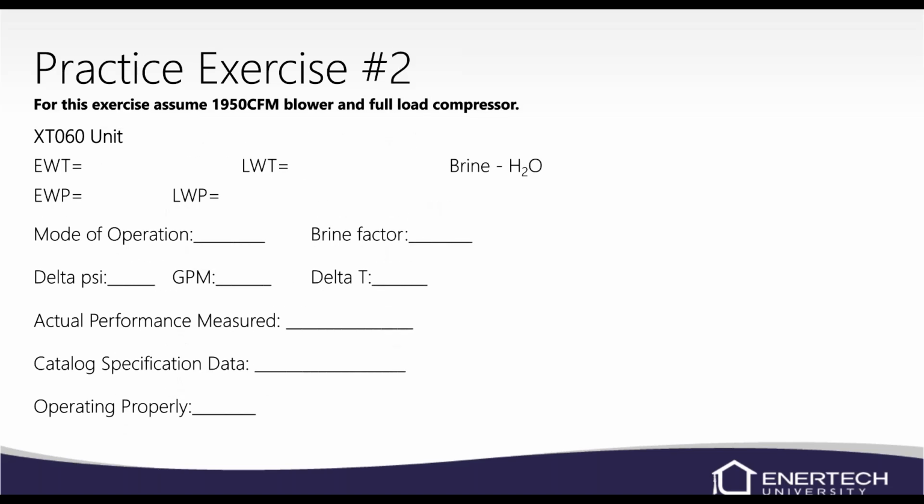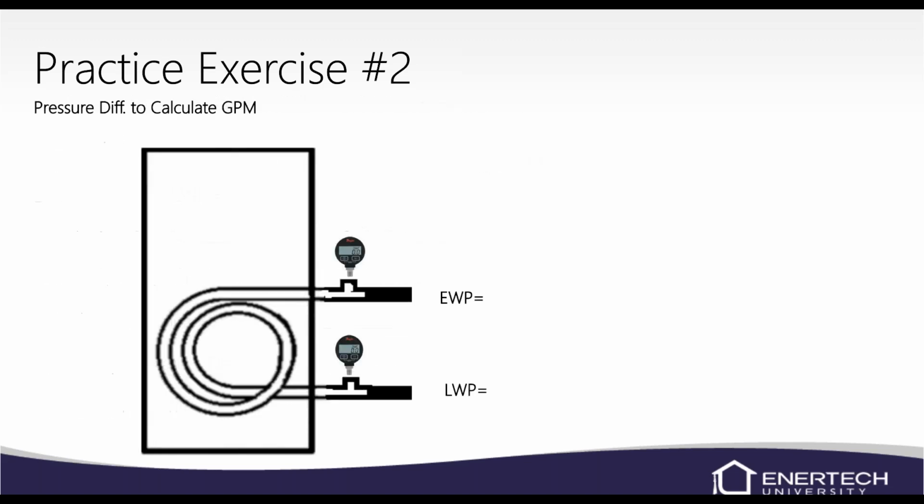We'll go through another one here. Here we've got a 5-ton packaged XT unit, and we're at 1950 CFM. And our brine factor is just straight water. So no antifreeze in the system. We check our water pressure, 23.5 in, 21 out. So that's a 2.5 pound pressure drop.